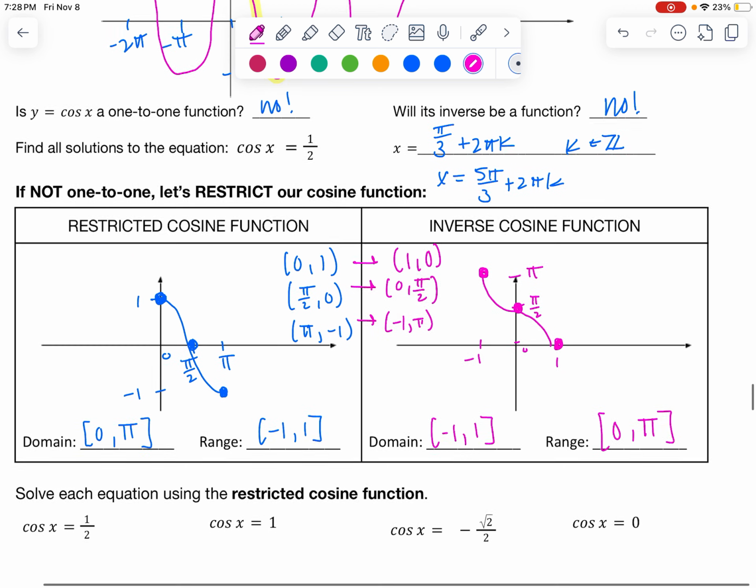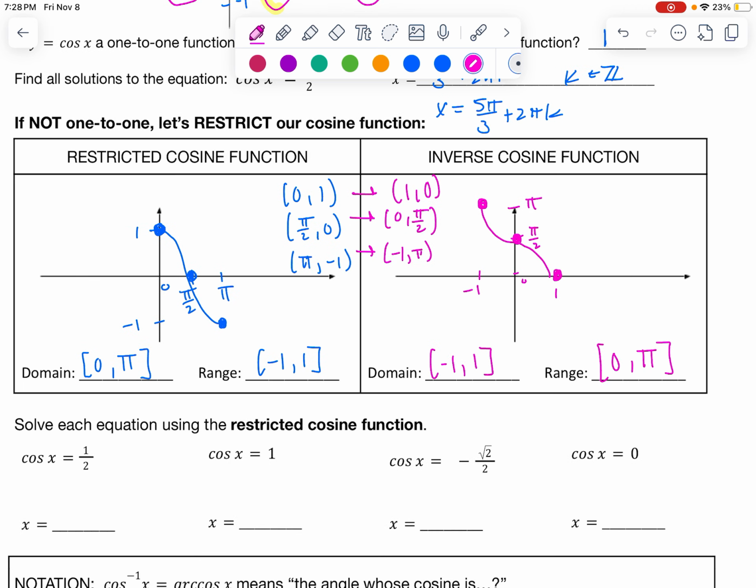Okay, but again, for the first part, when we're solving each equation using my restricted cosine function, we're only focusing on the domain of 0 to pi. So if I were to draw my unit circle, right here 0, here's pi, we're only focusing on quadrant 1 and then quadrant 2.